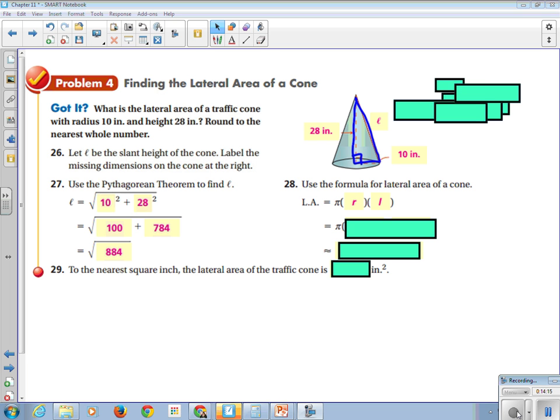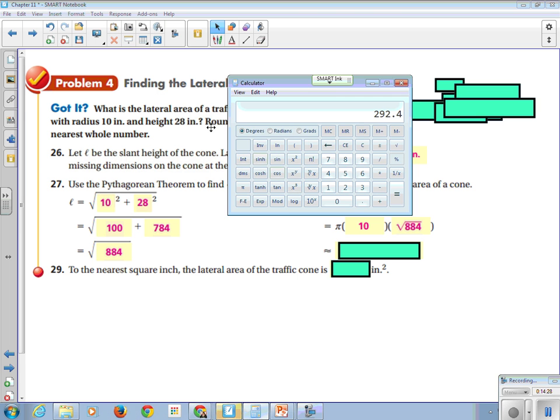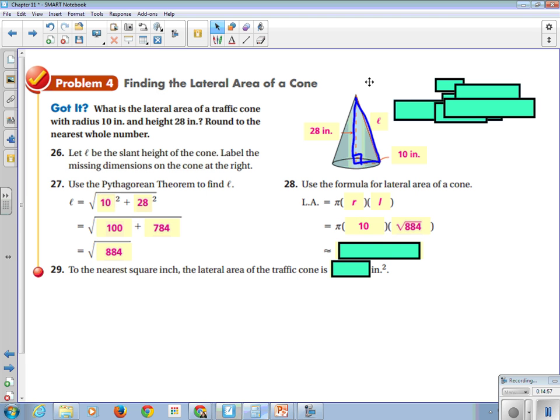So let's put it into our lateral area formula. Our radius is 10. Our slant height is square root of 884. And then let me show you how I would put this in my calculator. I would go pi times 10 times the square root of 884 equals 934.06. If you round early, so you say you round the 884, you may not get the value that your quiz is going to be looking for. So we get 934 inches squared.